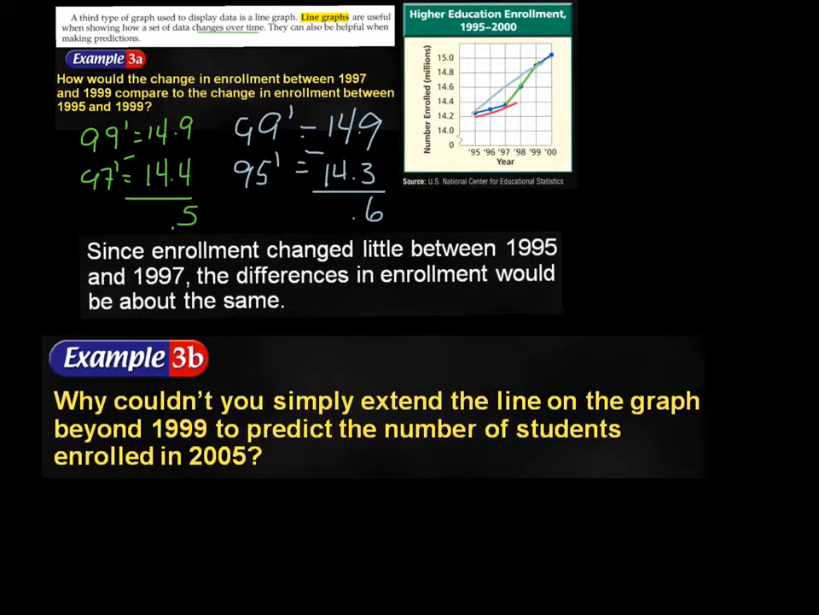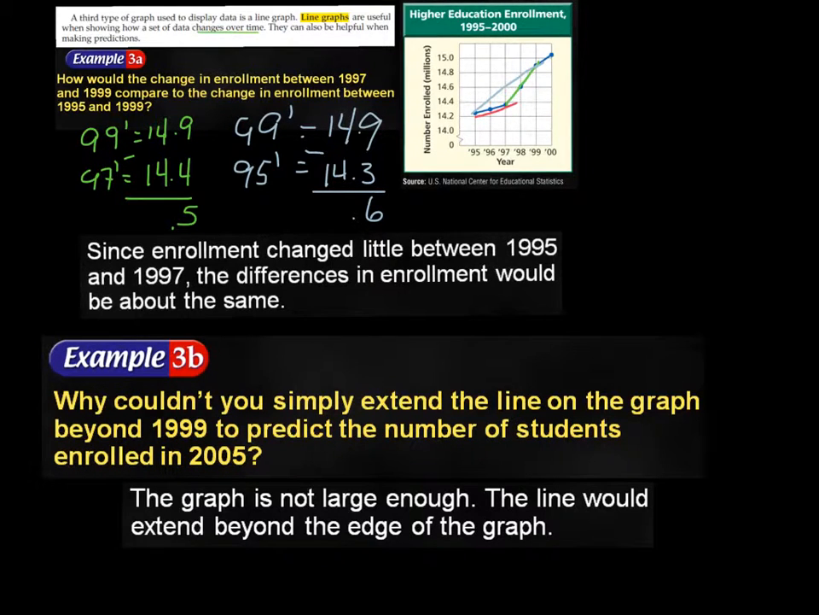Why couldn't you simply extend the line on the graph beyond 1999 to predict the number of students to be enrolled in 2005? Oh, people want to. But the data that we have is not large enough. The line would extend beyond the edge of the graph into the future, and we don't have enough information to know what will be happening then. Of course, 2005 is now the distant past, and we could look it up, but that kind of falls into the range of soft data instead of hard data.